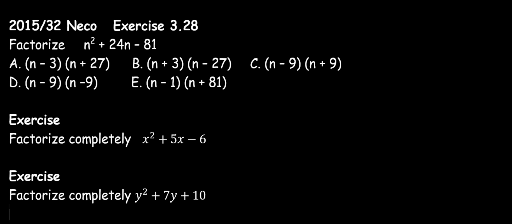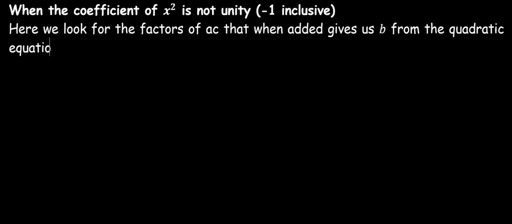Next, under trinomial expressions, we are going to the second method, which is when the coefficient of s squared is not unity, minus 1 inclusive. Here, we look for the factors of AC that when added will give us b from the quadratic expression as squared plus bs plus c.